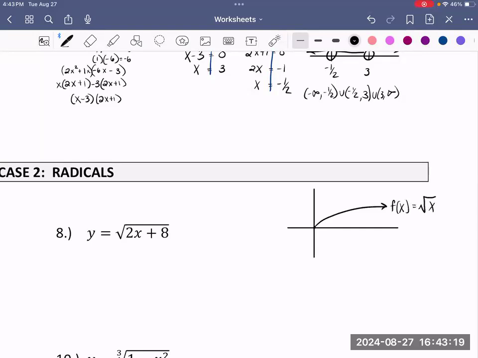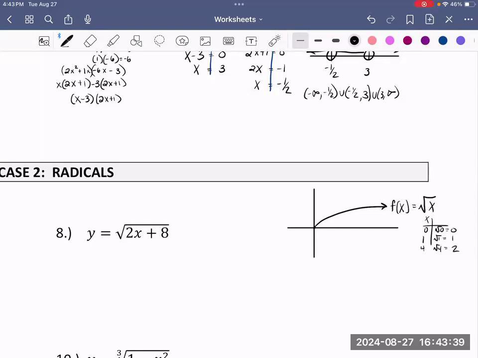So this is just, to get your parent graph, we can just graph a few values. So when x is 0, the square root of 0 is 0. When x is 1, the square root of 1 is 1. When x is 4, the square root of 4 is 2. So we can plot those graphs.